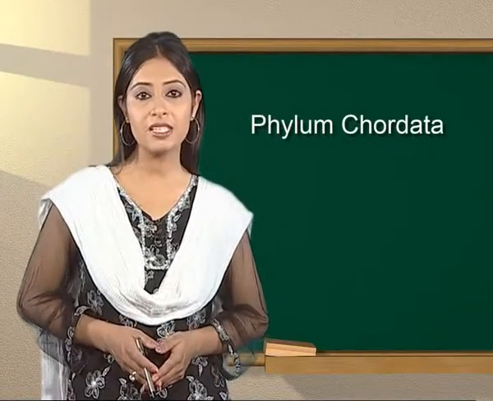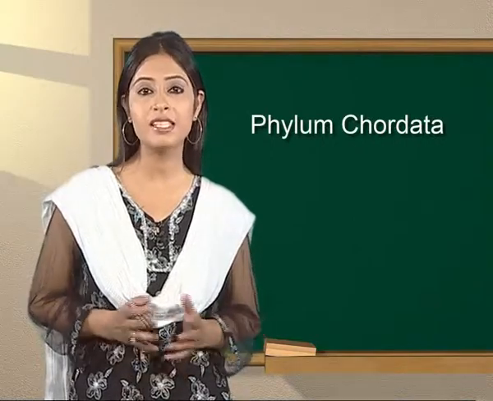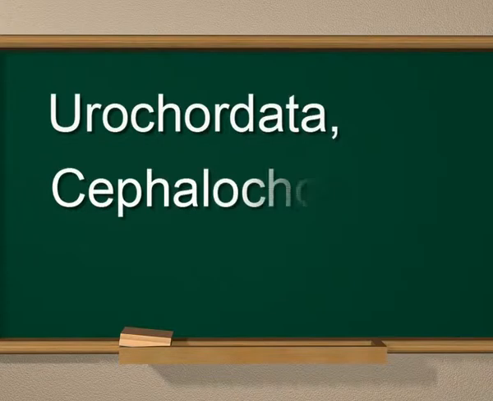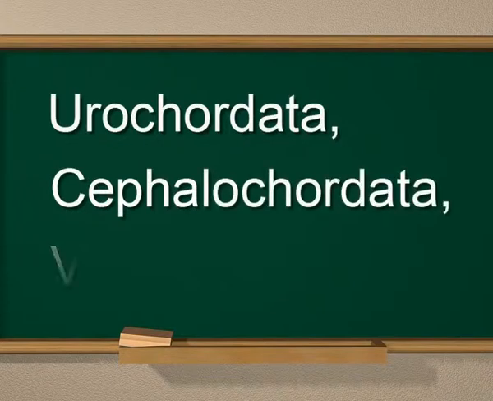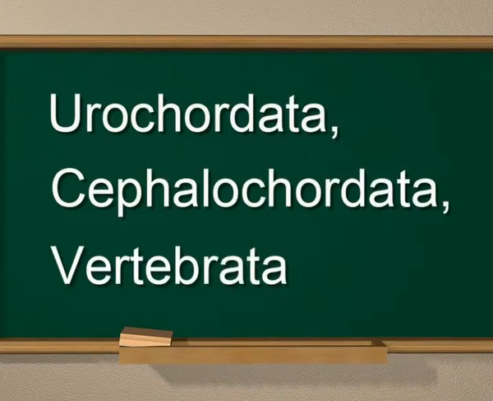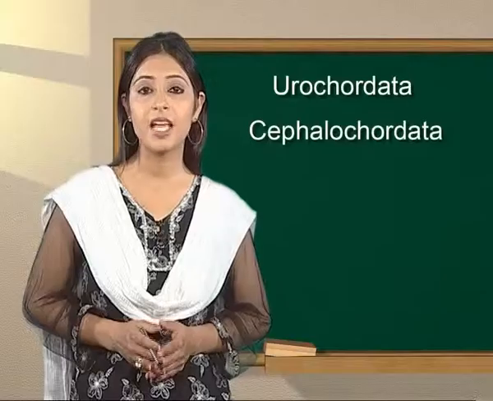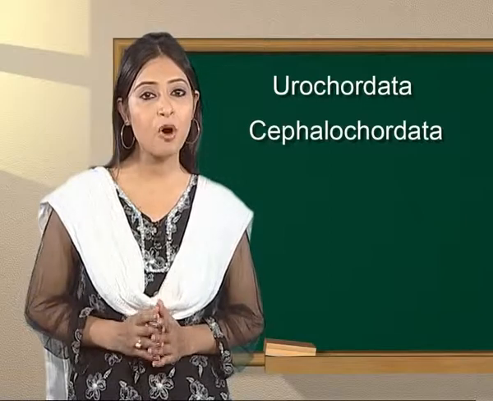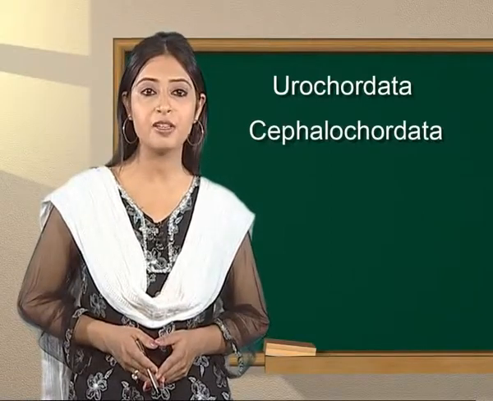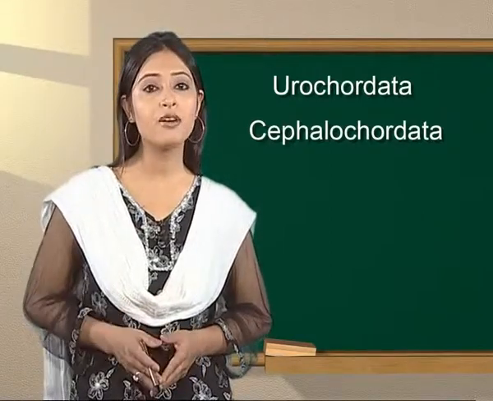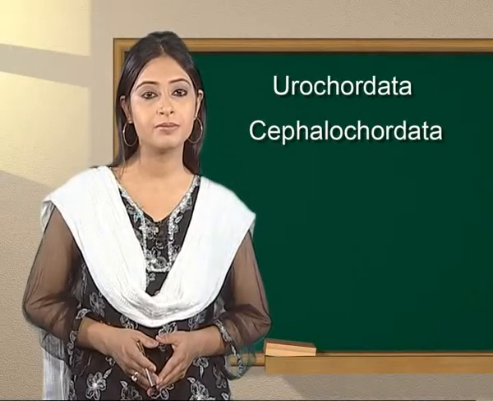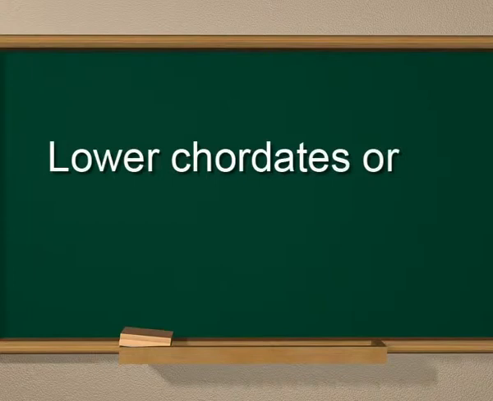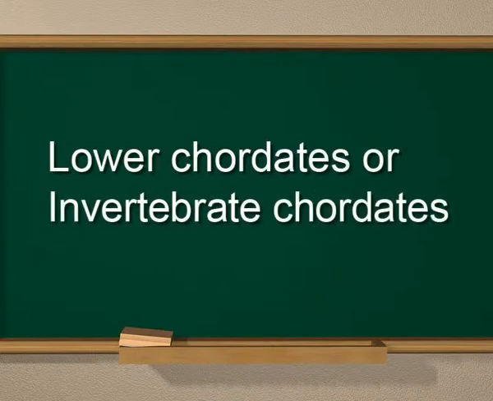The phylum Chordata consists of three subphyla: Urochordata, Cephalochordata and Vertebrata. The Urochordata and Cephalochordata are small subphyla of primitive chordates without a vertebral column. They are commonly called lower chordates or invertebrate chordates.